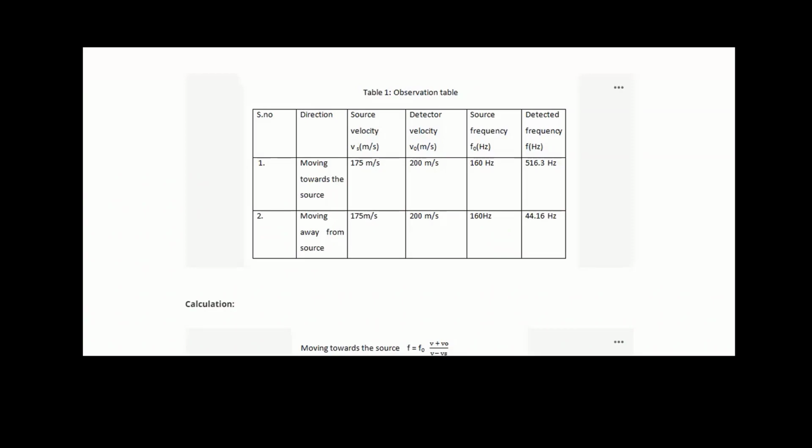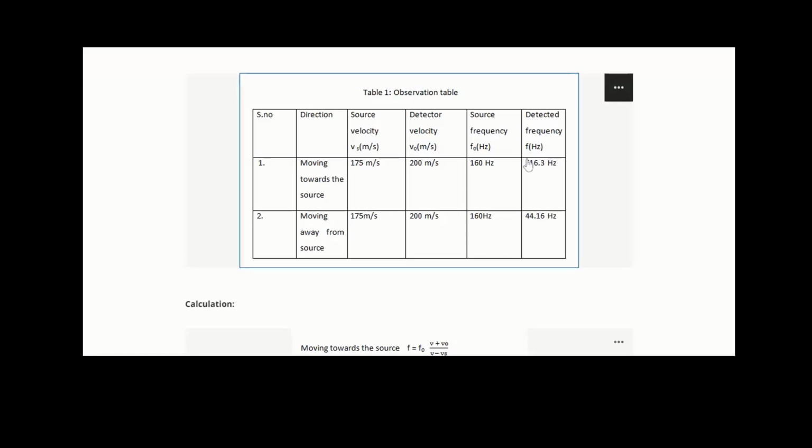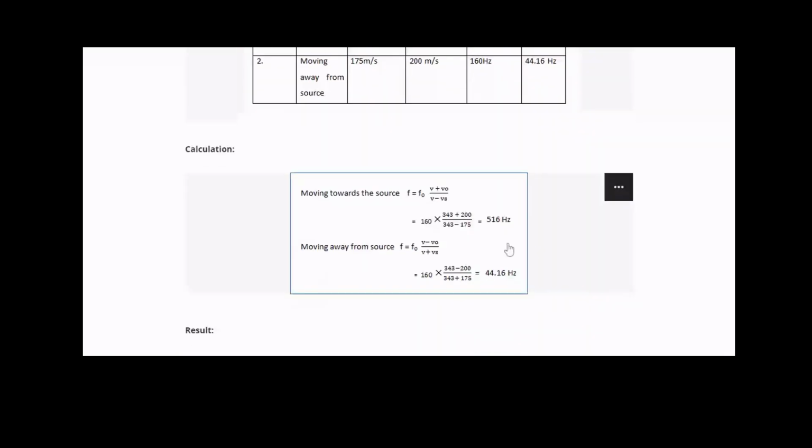You adjust those values, and then how will you find the frequency? You see, one frequency you get from the detector when they are moving towards each other, and another when they are moving away from the source. This is how you will perform this experiment, and you will also get these values from the formulas. The frequency you have given, V naught you have given, Vs you have given, and now the velocity of sound waves.